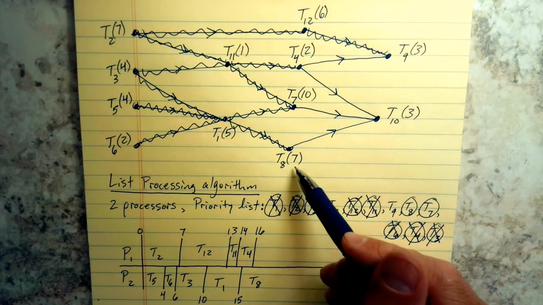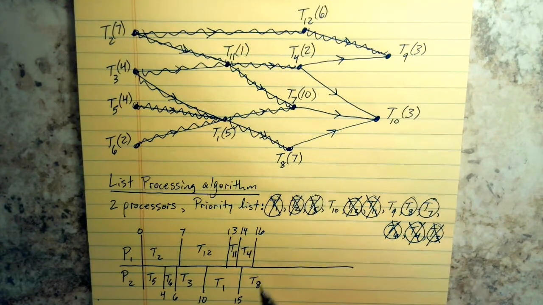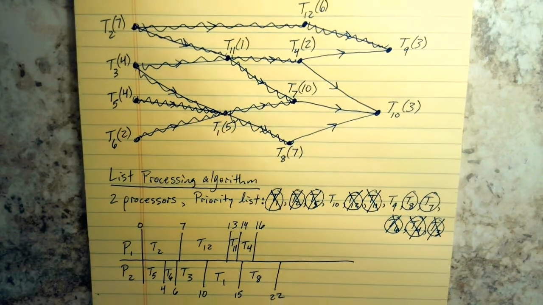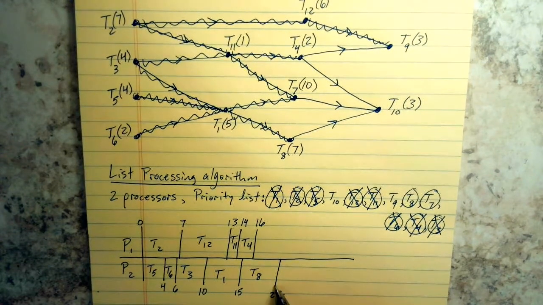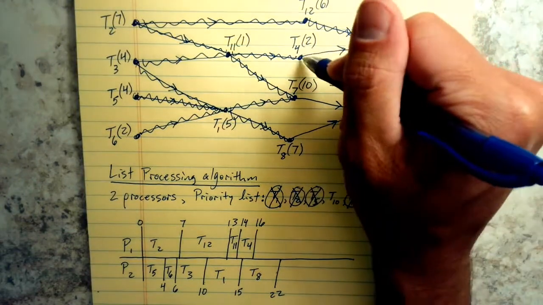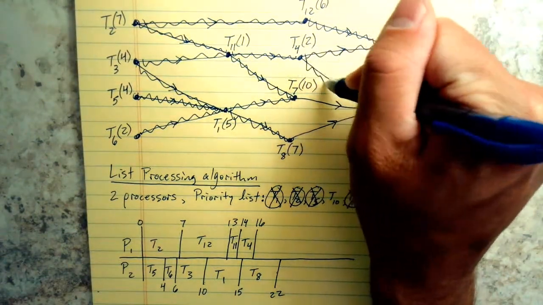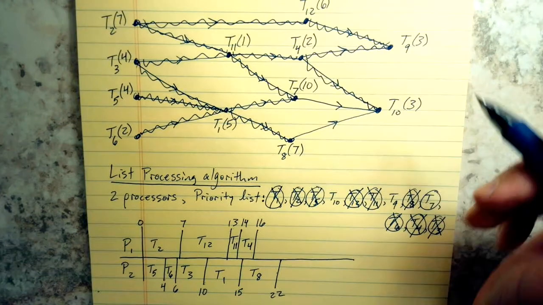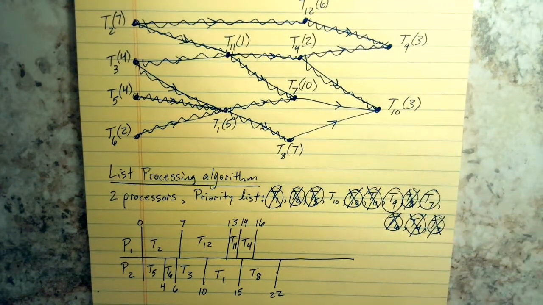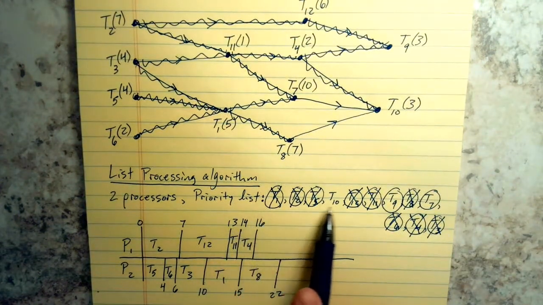And task 8 takes 7 units of time. Started at 15, so it's going to go out here to 22. So it's running until 22. 8 has been scheduled. First available time is 16, so 4 is now done. So I have 1 update, 9 is ready. So I'll scan across. 9 is the first thing, in fact, that I come to.